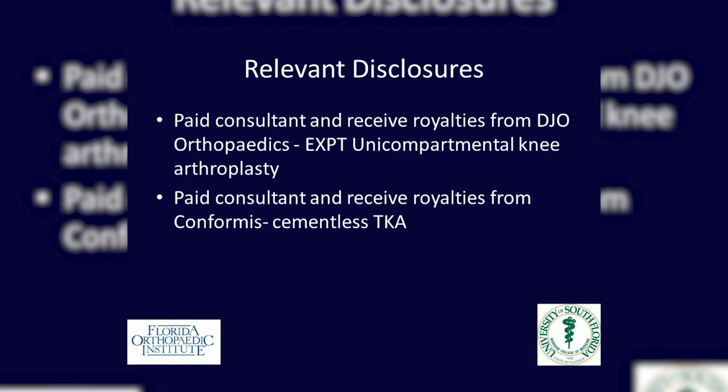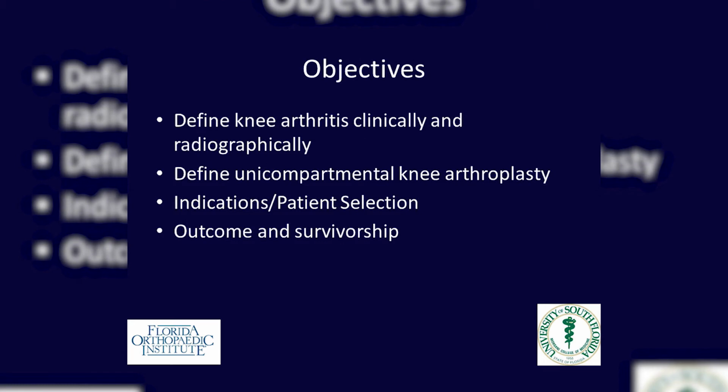So the objectives of the talk are to discuss knee arthritis clinically and radiographically, define what unicompartmental knee arthroplasty is and its role in reconstruction, talk a little bit about indications and patient selection, which is really the bulk of this talk. I think with partial knee arthroplasty, probably the most important aspect of achieving good outcomes is really patient selection, and then talk a little bit about outcome and survivorship.